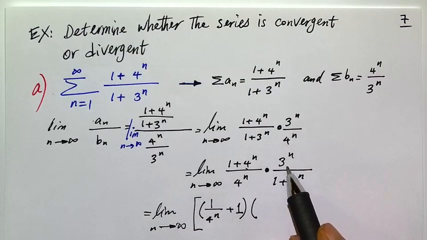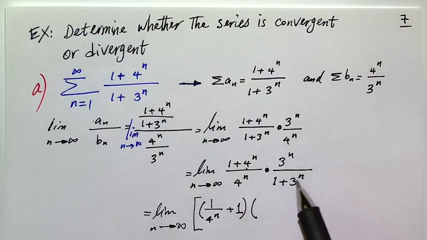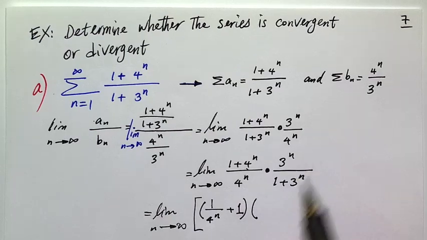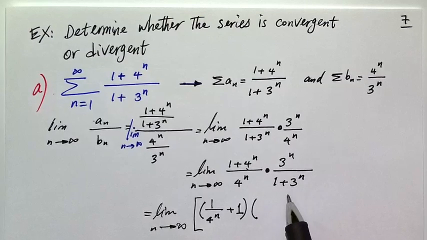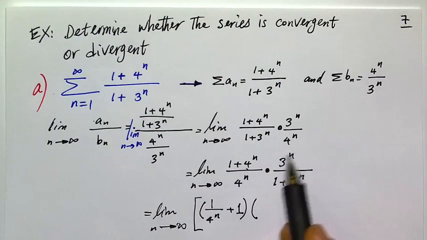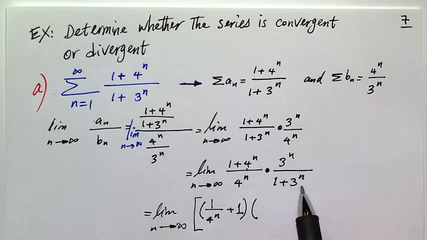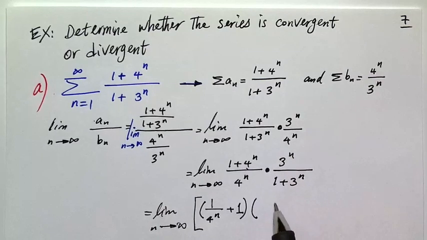And this one, we'll have to do the same thing. So if this was 1 over 1 plus 3 to the n, we can divide every term by 3 to the n. So in here, let's divide every term by 3 to the n power. What do we get?